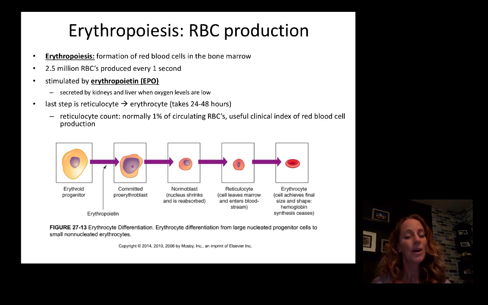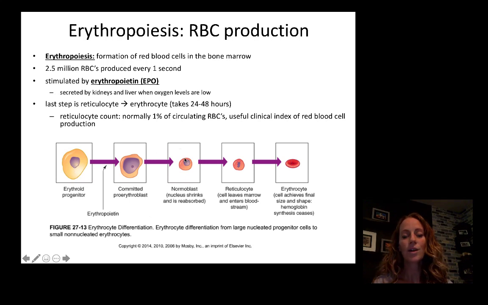Do you remember when we talked about EPO? So remember, EPO is secreted by the kidneys and the liver when oxygen levels are low. The last step in red blood cell production, if we follow our progenitor cells, is going from reticulocytes to erythrocytes. So that's the final step.